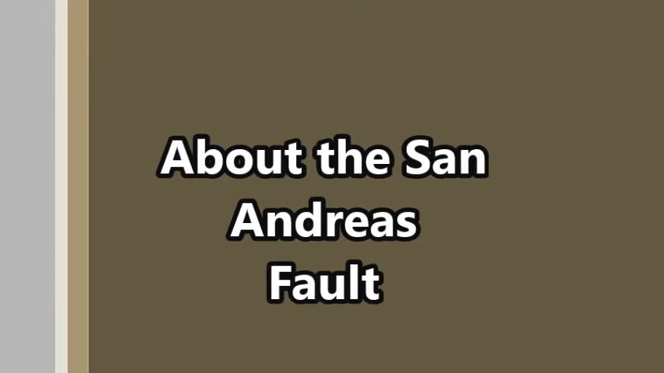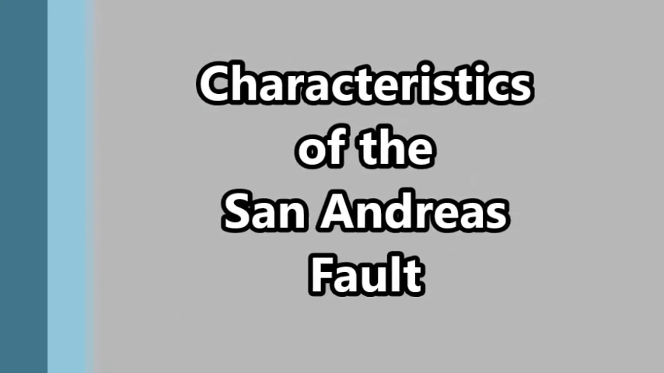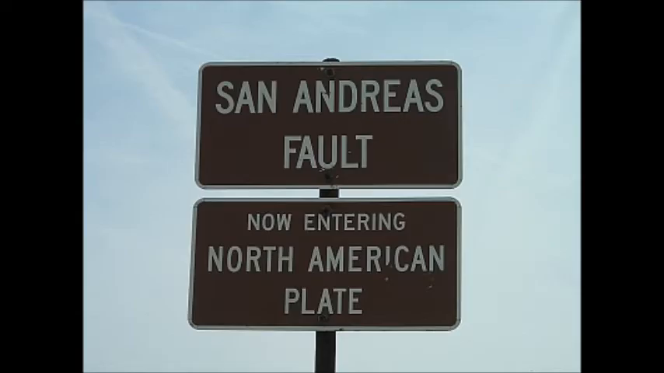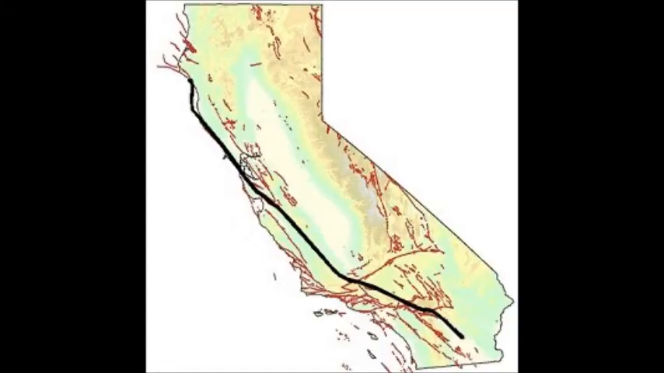About the San Andreas Fault. Characteristics of the San Andreas. The San Andreas Fault is one of the longest faults in North America, with a length of over 800 miles and a maximum depth of at least 10 miles within the Earth. As mentioned earlier, the San Andreas is a strike-slip fault and is located in western California, forming the boundary between the North American plate and the Pacific plate.